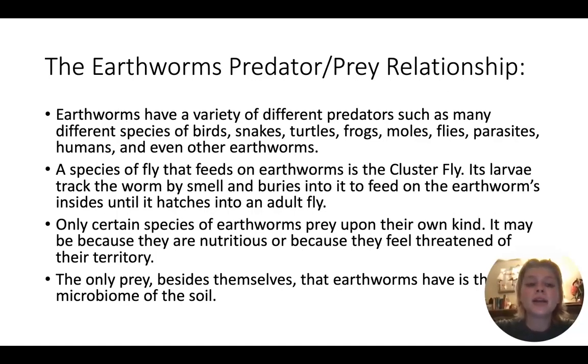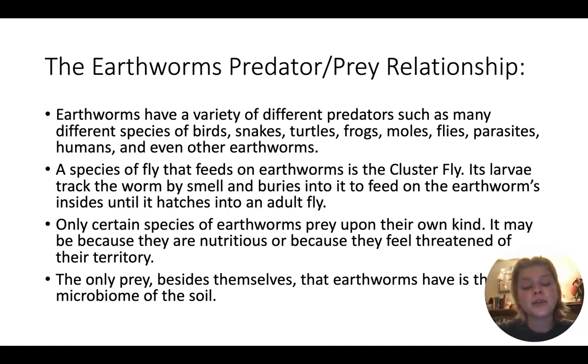The earthworm's predator-prey relationship. Earthworms have a variety of different predators, such as many different species of birds, turtles, snakes, frogs, moles, flies, parasites, humans, and even other earthworms. A species of fly that feeds on earthworms is the cluster fly. Its larvae track the worm by smell, and they bury into it to feed on the earthworm's insides until they hatch into an adult fly.